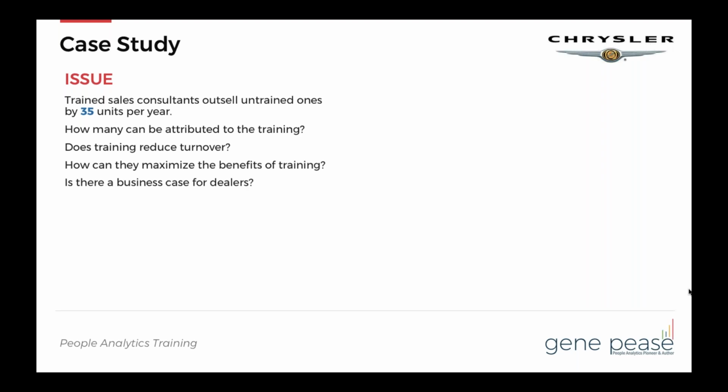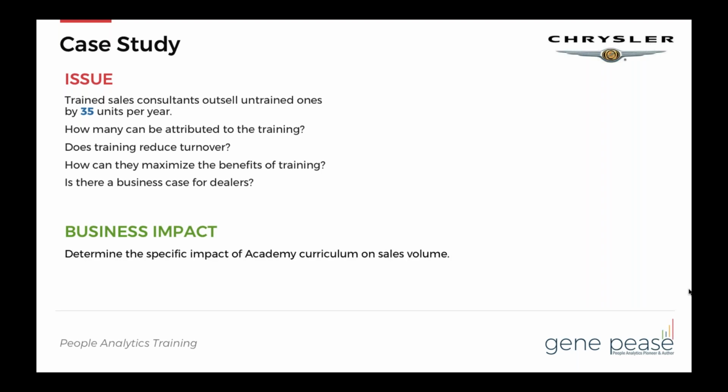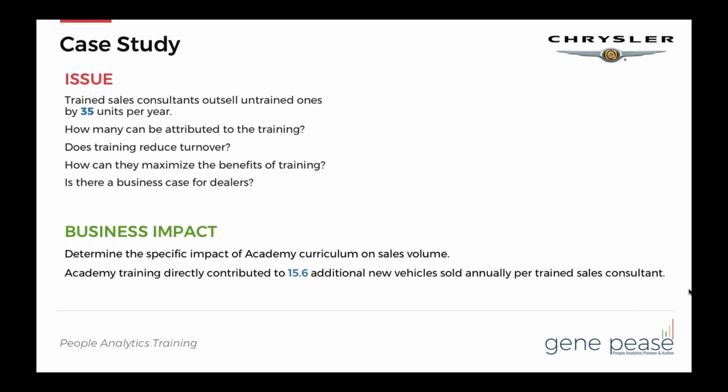And because the dealers had to pay for the training was their business case, they could prove that the training did help sell more cars. When we isolated the training from all the other variables in the environment, we could find that the training contributed to almost 16 new vehicles per year. And the other 19 vehicles was because of advertising and financing and all the other stuff, but the training contributed to 16 vehicles. So the Academy could now build a business case for the investment of training.